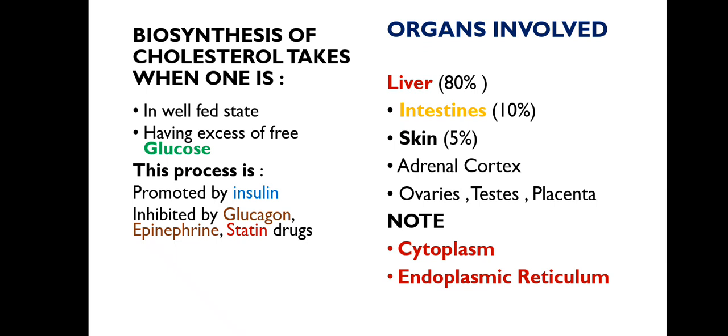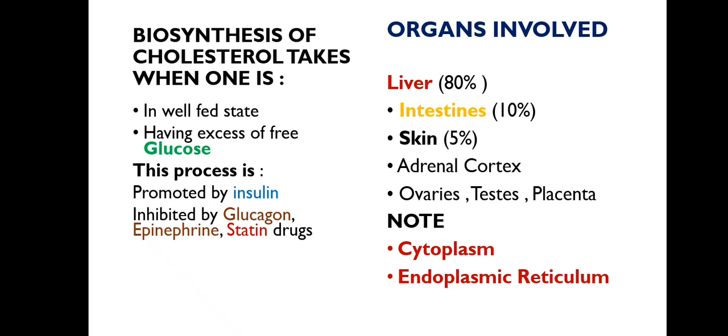Now, take note that cholesterol synthesis takes place, if I'm talking about the primary organelles involved, in both the cytoplasm and the endoplasmic reticulum. So look at how everything happens. That is what I needed you to know on this slide. In summary, when does cholesterol synthesis take place? When one is in a well-fed state, when one is having excess blood glucose levels.